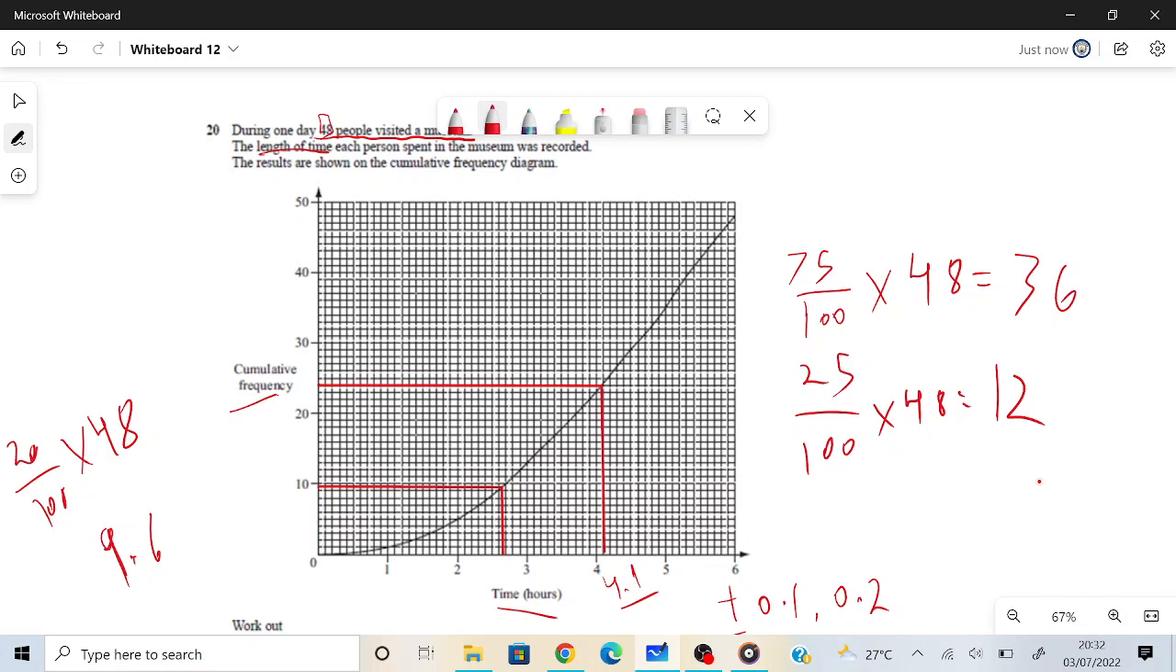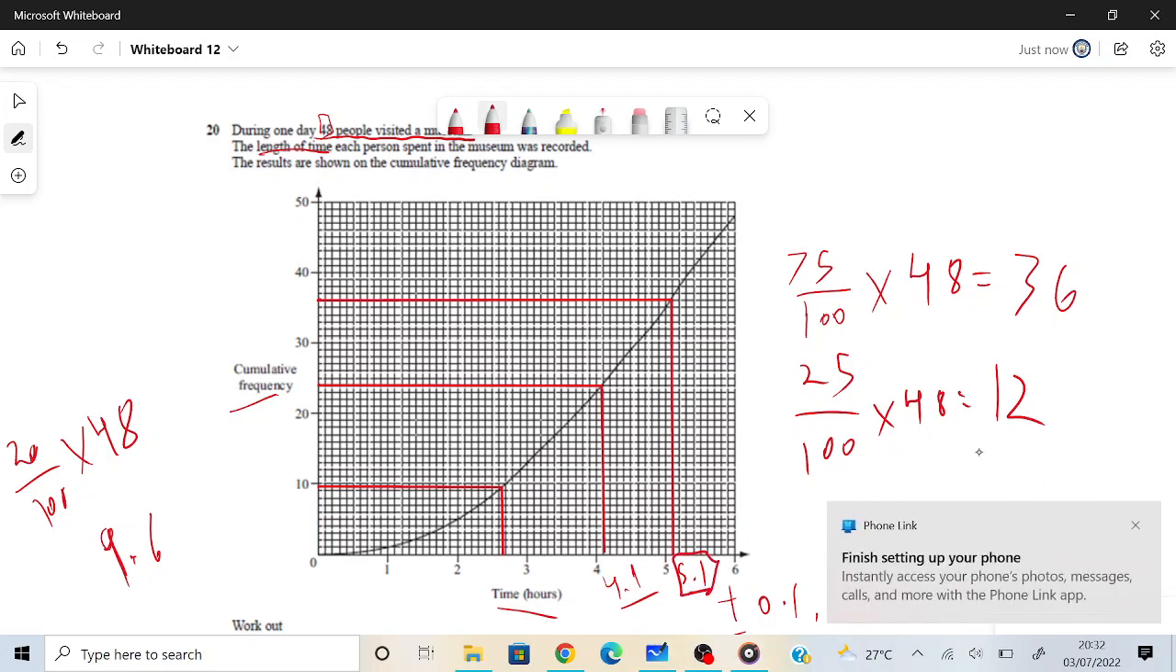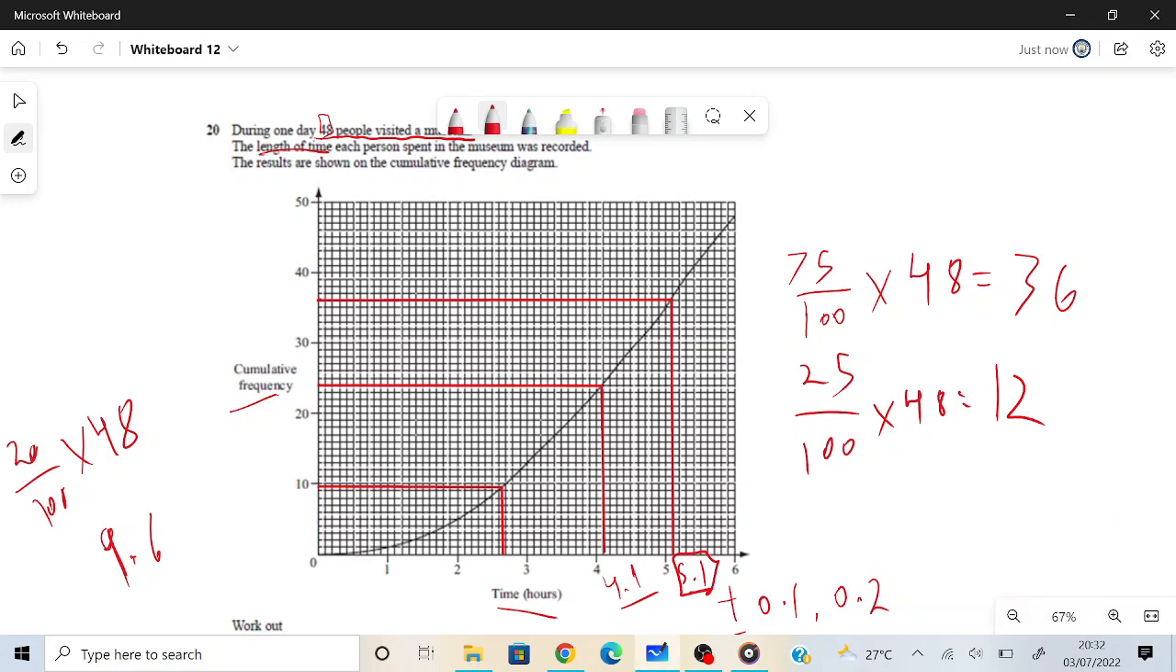Let's find 36 on our graph. 31, 32, 33, 34, 36 is there. Trace it to the graph or curve all the way, and then trace it back down. So you should get it somewhere there. And if I'm not wrong, that's around about 5.1. Now find the lower quartile.